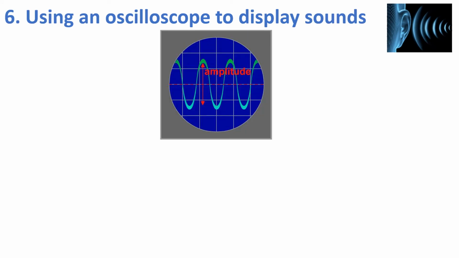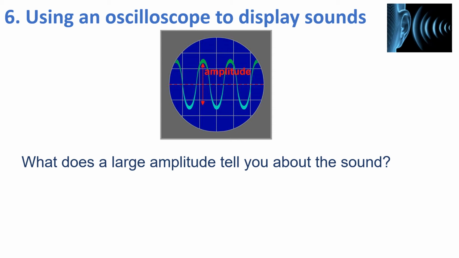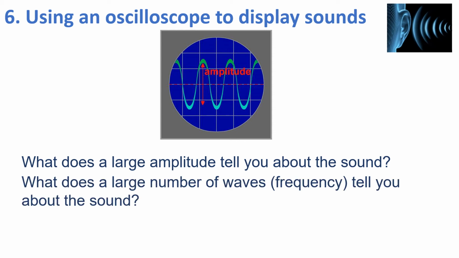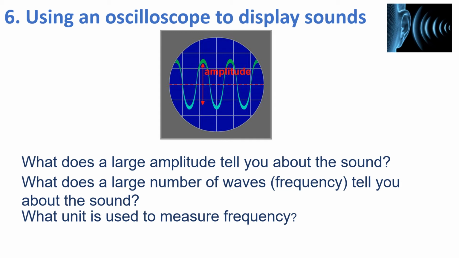Okay, second section in this lesson, we're going to use the oscilloscope to display sounds. So an oscilloscope displays a sound. What does a large amplitude tell you about sound? What does a large number of waves, frequency, tell you about sound? What unit is used to measure frequency? The answer to these questions is a larger amplitude means you amplify, it means it's louder. If you get more waves, then you will have a higher pitch, and frequency is measured in hertz.